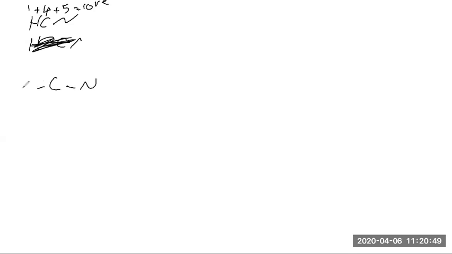Let's see, for example, if we have HCN. So HCN: 1 valence electron for hydrogen, plus 4 for carbon, plus 5 for nitrogen, total is 10 valence electrons. Put carbon in the center, nitrogen and hydrogen on the sides, make the connection, minus 2. What is left is 8 valence electrons. Make the nitrogen achieve the octet, so minus 6 valence electrons. What is left? 2 valence electrons.